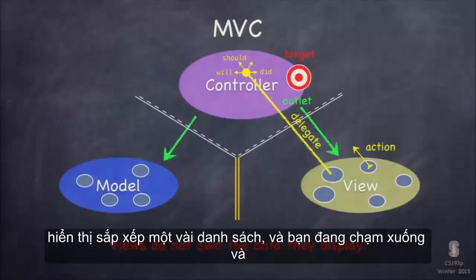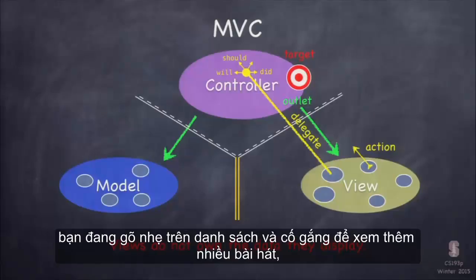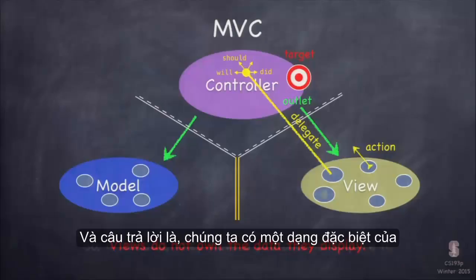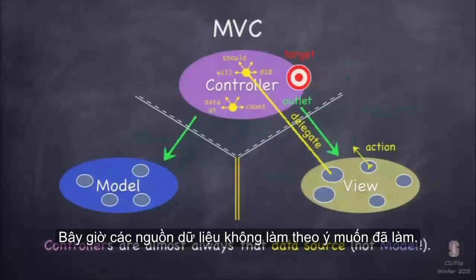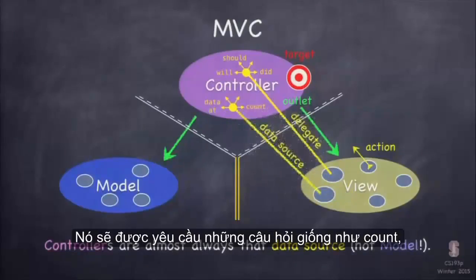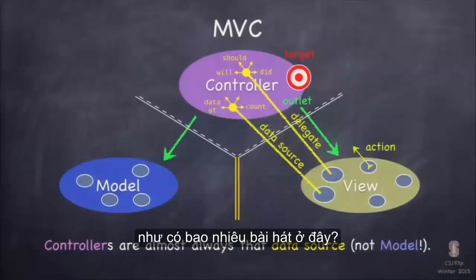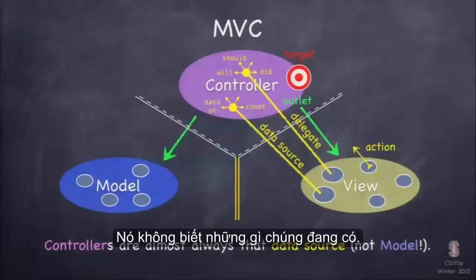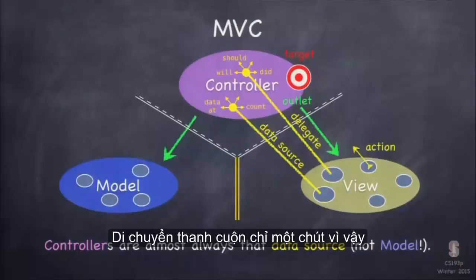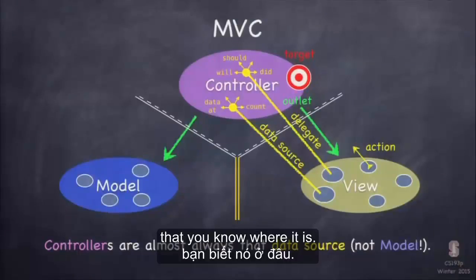And the view is displaying some sort of list, and you're touching down and flicking on the list and trying to see more songs. How does that communication happen? The answer is we have another special kind of delegate, which we call a data source. Now, the data source doesn't do the will, did, should. It's going to be asking questions like count, like how many songs are there? And the controller looks in the model, 10,000. Responds to the view. The view makes space internally for 10,000 things. It doesn't know what they are. Moves the scroll bar indicator a little bit so that you know where it is.